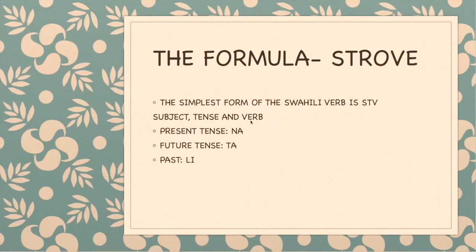For our purposes, because I'm going to be giving you examples, I'd like to introduce the component of tense. In Swahili, to show present tense, you use na. To show future tense, you use ta. And to show past tense, you use li. We're going to see how exactly that looks in an actual verb. So remember: na for present tense, ta for future tense, and li for past tense.